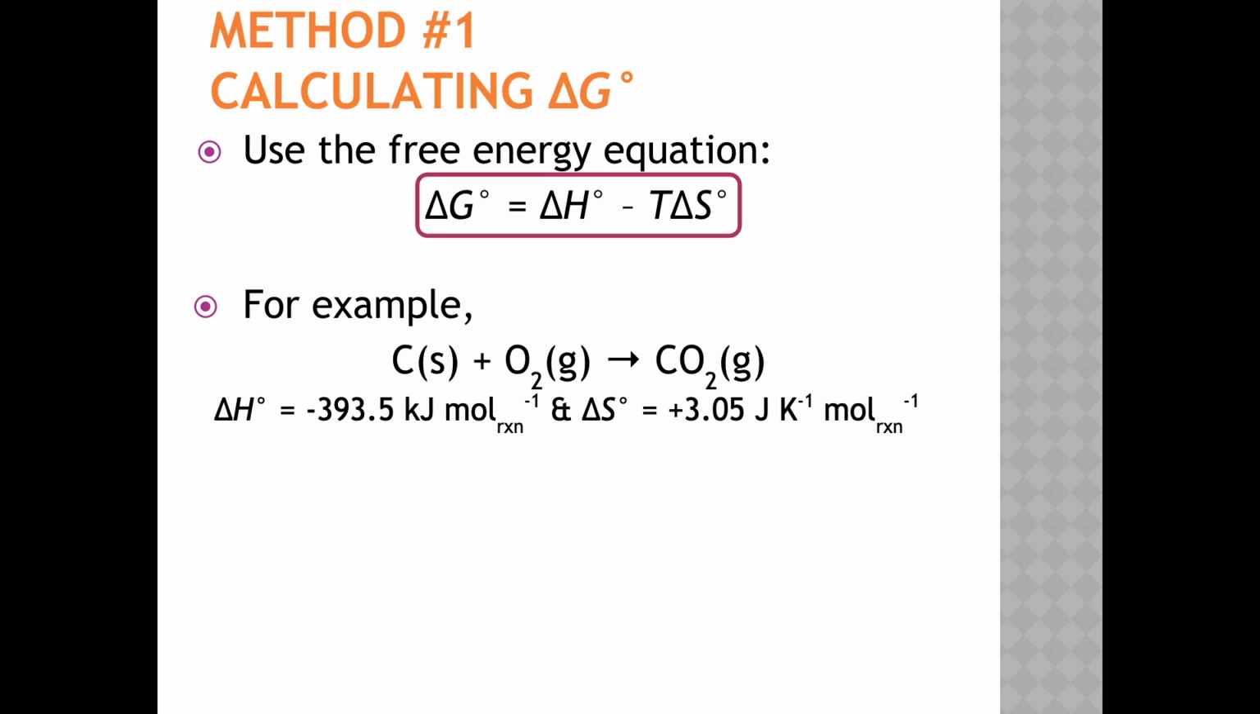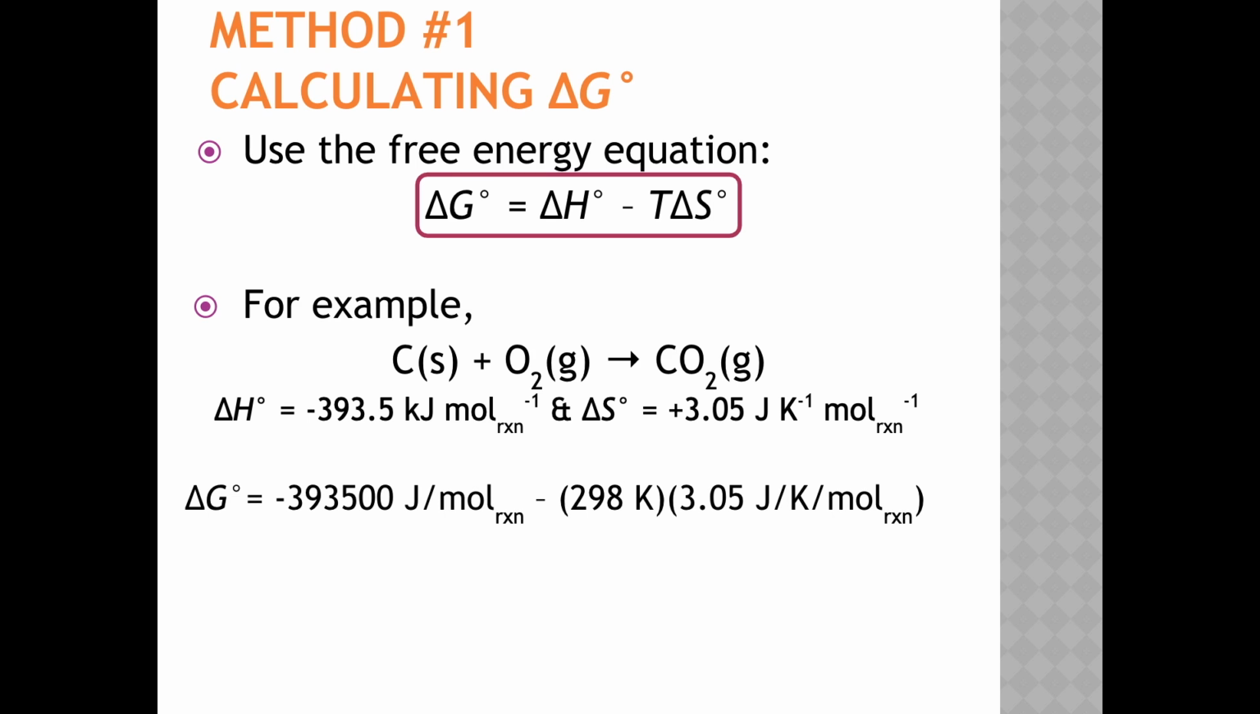Since standard conditions means that the temperature is 25 degrees Celsius or 298 Kelvin, we have everything we need to substitute, as long as we pay attention to units. So deltaG naught equals negative 393,500 joules per mole of reaction minus 298 Kelvin times 3.05 joules per Kelvin per mole of reaction, giving us a total of about negative 395 kilojoules per mole of reaction.